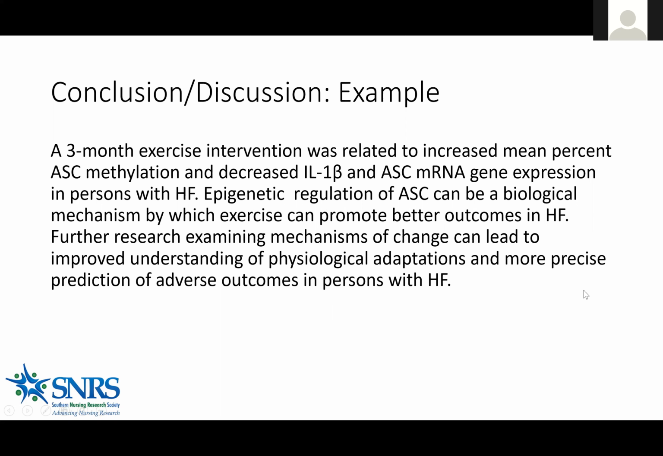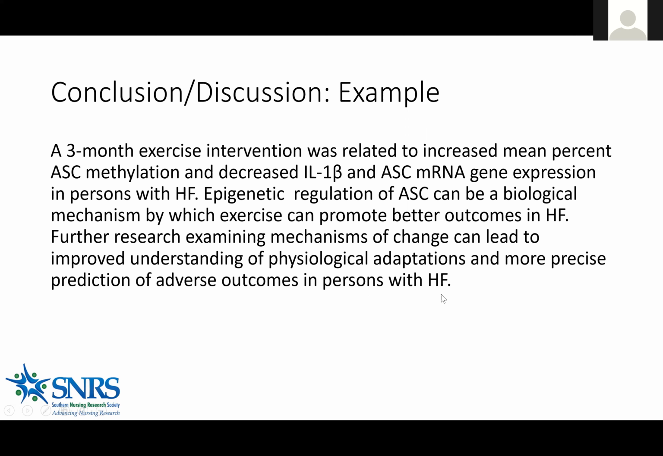So then this left me 2 sentences where I could really talk about the implications. Epigenetic regulation of ASC can be a biological mechanism by which exercise can promote better outcomes in heart failure. So that's a much bigger impact than the first example, I think. Further research examining mechanisms of change can lead to improved understanding of physiological adaptations and a more precise prediction of adverse outcomes in persons with heart failure.